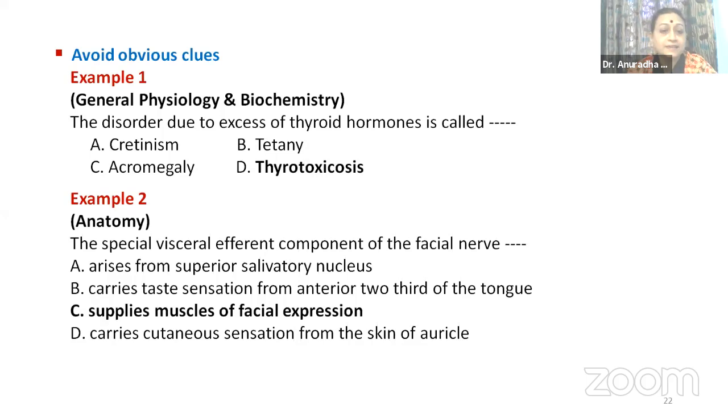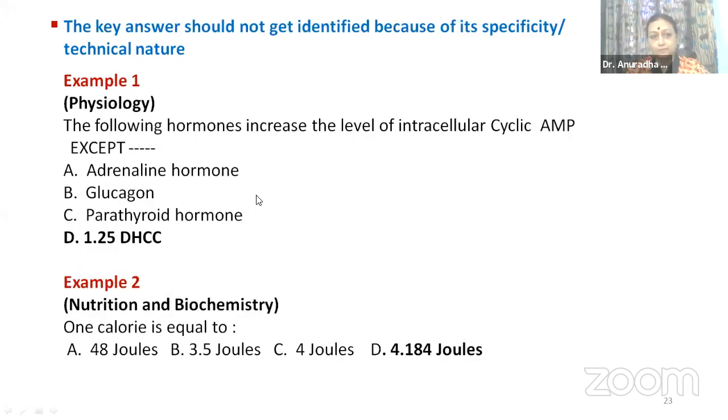So why have I given this kind of clue? Anatomy. This is also a question that appeared. The special visceral efferent component of the facial nerve. Remember, we are talking of the facial nerve. Arises from superior salivatory nucleus, carries taste sensation from anterior two-thirds of the tongue, supplies muscles of facial expression, carries cutaneous sensation from the skin of the auricle. Now here, again, I don't know anything. I keep thinking there's nothing about face over here. This is something to do with the facial nerve, and so something about facial expression. This must be the right answer. I'm lucky. So this is what I'm getting clues for without knowing anything about the subject matter.